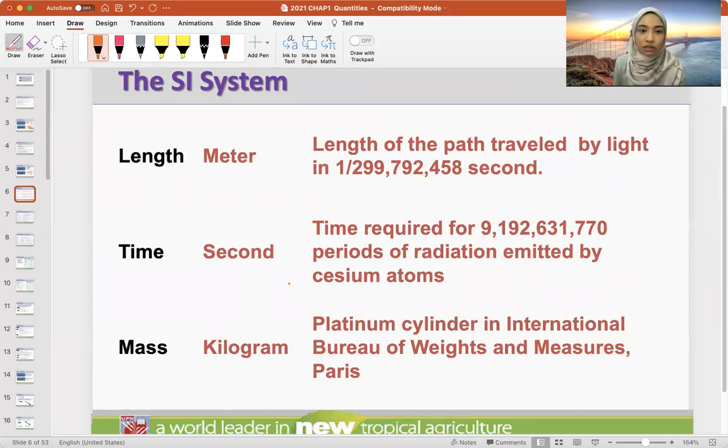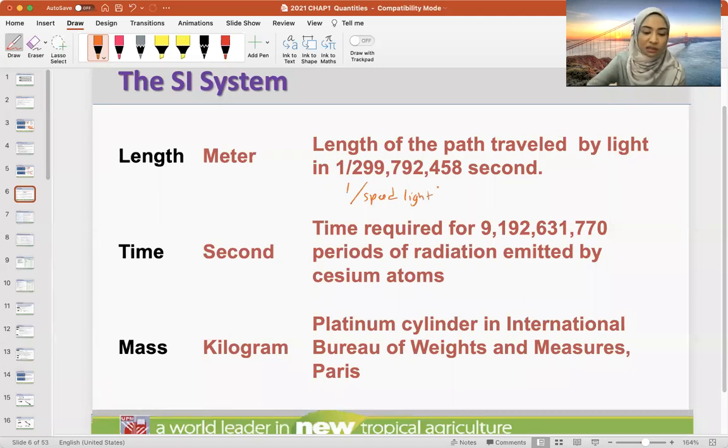So the way that they define the base units and the base quantities is not random. It's not like, okay, let's just use length one day, or let's just use feet randomly. No, it doesn't work like that. They have their own way of defining a certain base and its units. So for example, length was defined as the length of the path traveled by light in 1 over 299,792,458 second, or basically 1 over the speed of light.